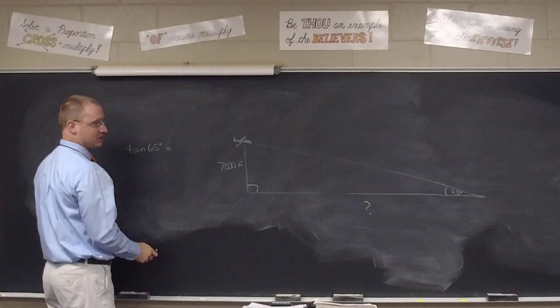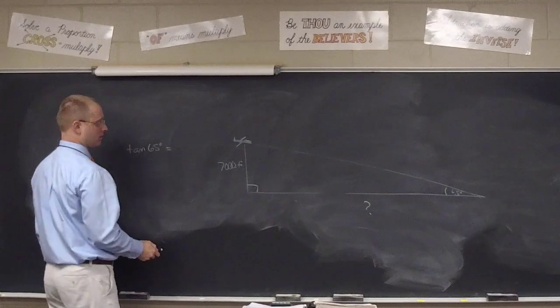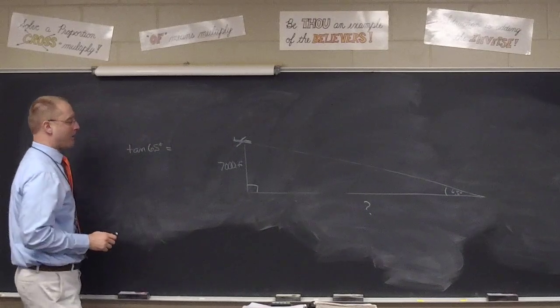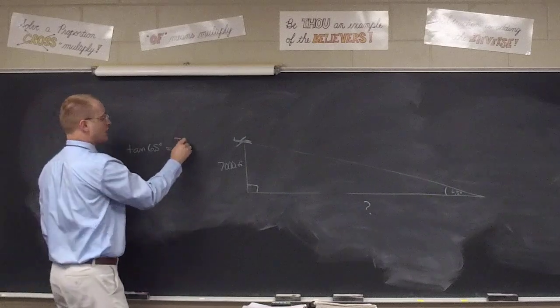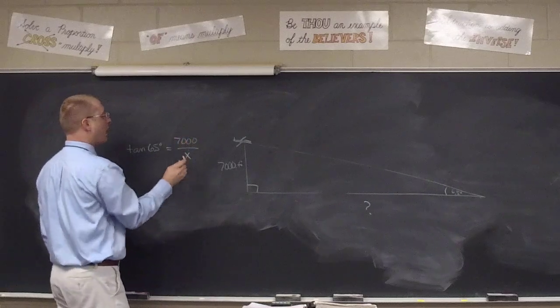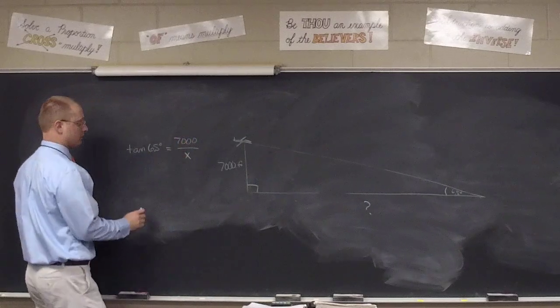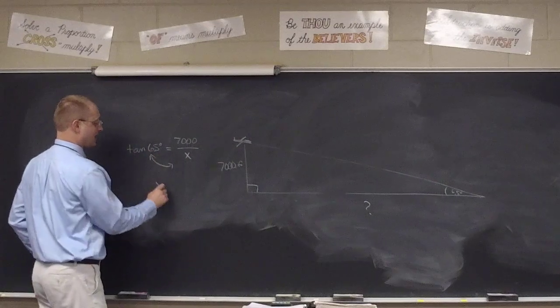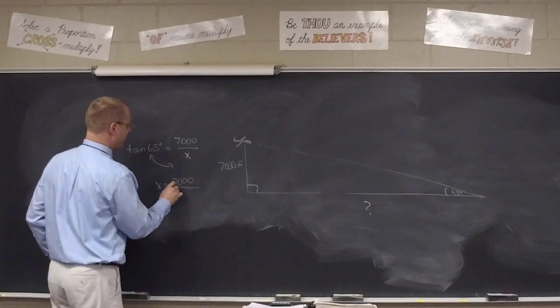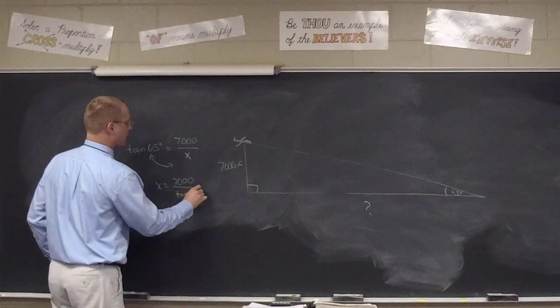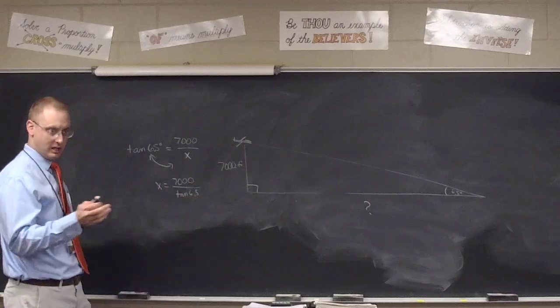is equal to opposite over adjacent. What's the opposite? 6.5, excuse me. Opposite, 7,000 over adjacent, x. How do I get the x by itself? X is going to equal 7,000 divided by the tangent of 6.5. So re-enter on the calculator.